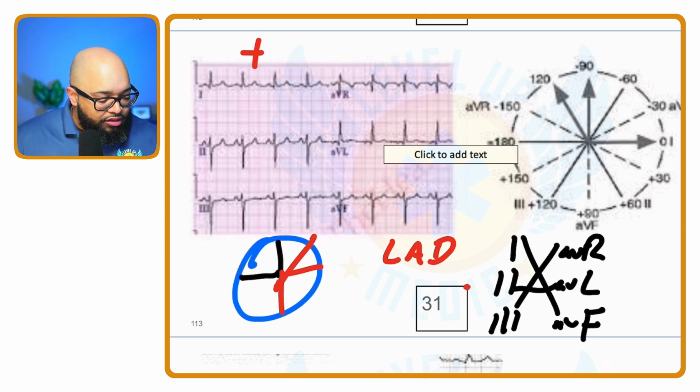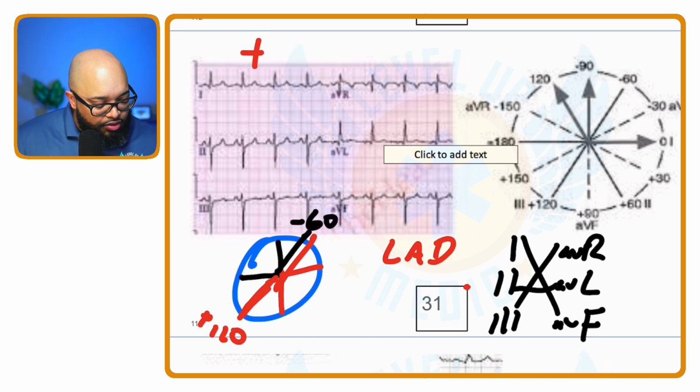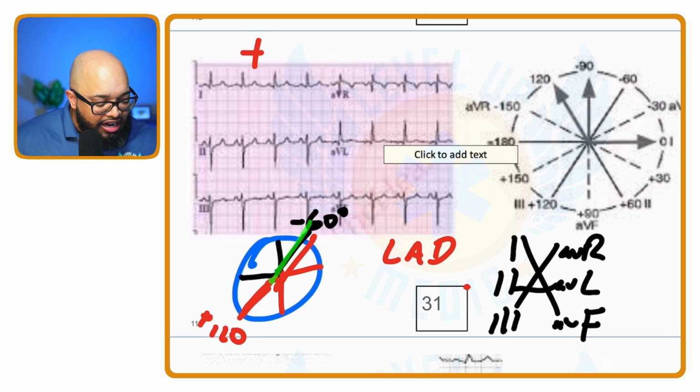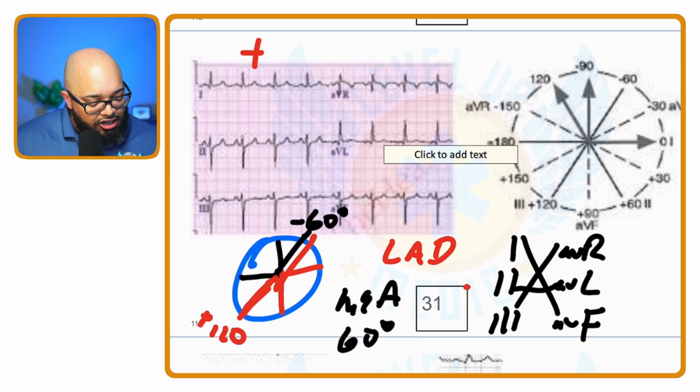So remember, let's draw in lead 3. Lead 3 has a positive end going to positive 120 degrees. And then lead 3 has a negative end that goes to negative 60 degrees. Now, in this example, is lead 3 positive or negative? It's negative, so what we do is we go to the negative end of lead 3. The mean electrical axis here is negative 60 degrees. So in this example, we have a left axis deviation with a mean electrical axis of negative 60 degrees. That is definitely left axis deviation.